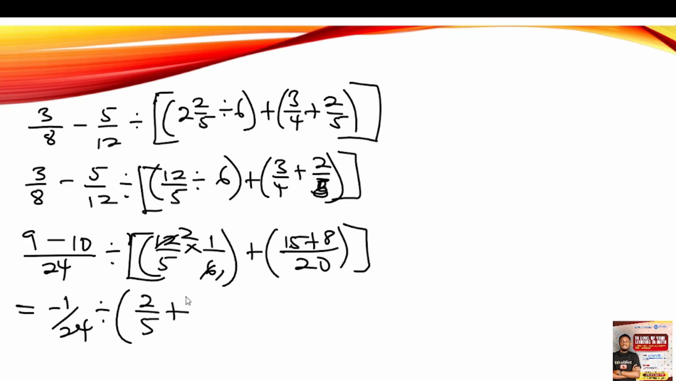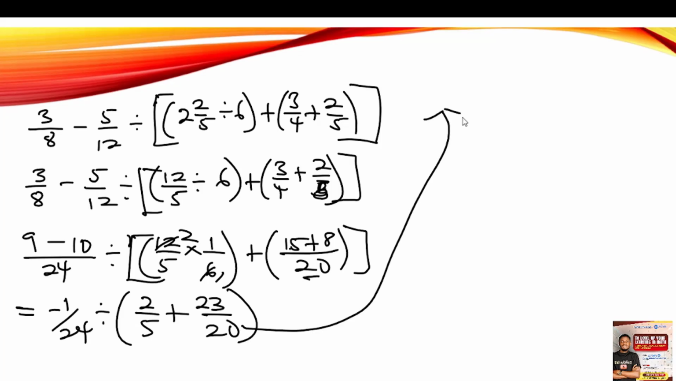So here, now let me continue. So I have negative 1 on 24 divided by, so I find an LCM, and the LCM of 5 and 20 is 20. So I have 20 as my LCM. 5 goes into 20 4 times. 4 times 2 is 8. 20 goes into itself 1. 1 times 23 is 23.